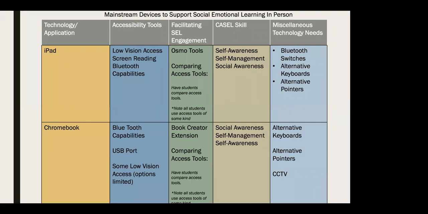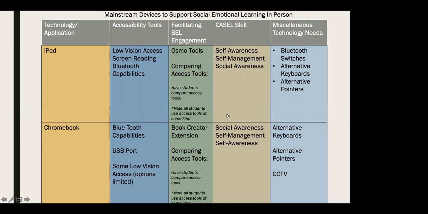I'm not going to spend a whole lot of time breaking this down because I think this table is pretty self-explanatory, but the way to read it is, in the yellow column, here's the technology. In the blue column, it says, what are the accessibility tools each device offers? Then facilitating SEL engagement. I want to spend more time on this facilitating SEL engagement piece, and then the CASEL skills that using these devices can support.